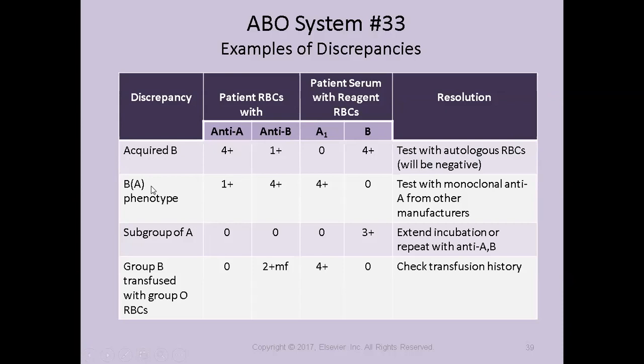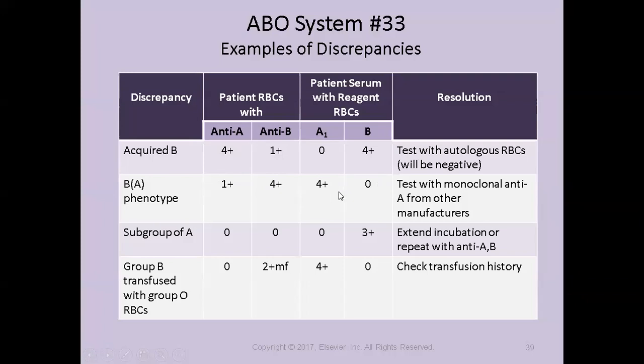Okay, the BA phenotype. So let's look at our forward typing. We see a 1+ reaction with anti-A, so it looks like they have A antigen. 4+ reaction with B looks like B antigen. So here, forward typing is once again looking like AB. However, when we look at reverse typing, we see they have a strong anti-A and no anti-B. So it looks like they're typing on reverse as B. So A, B, and B.